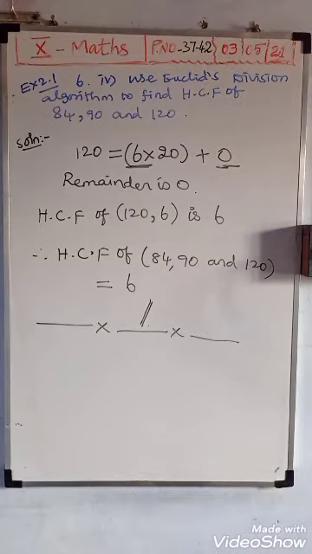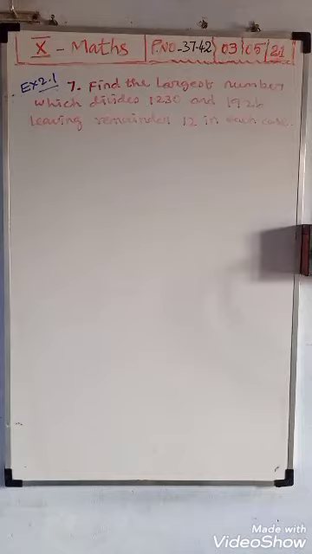Okay, that's all. So, see the next question: find the largest number which divides 1230 and 1926, leaving remainder 12 in each case. We want to find the largest number. The two numbers are 1230 and 1926, and you want to leave the remainder 12 in each case. First you subtract the remainder 12 from both numbers and you get two new numbers. Then we want to find the largest number which divides those two numbers. That is the question.